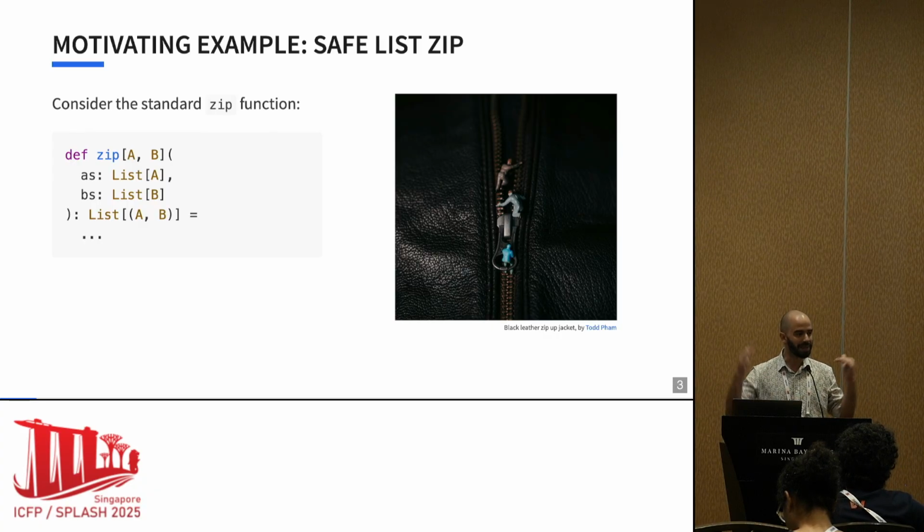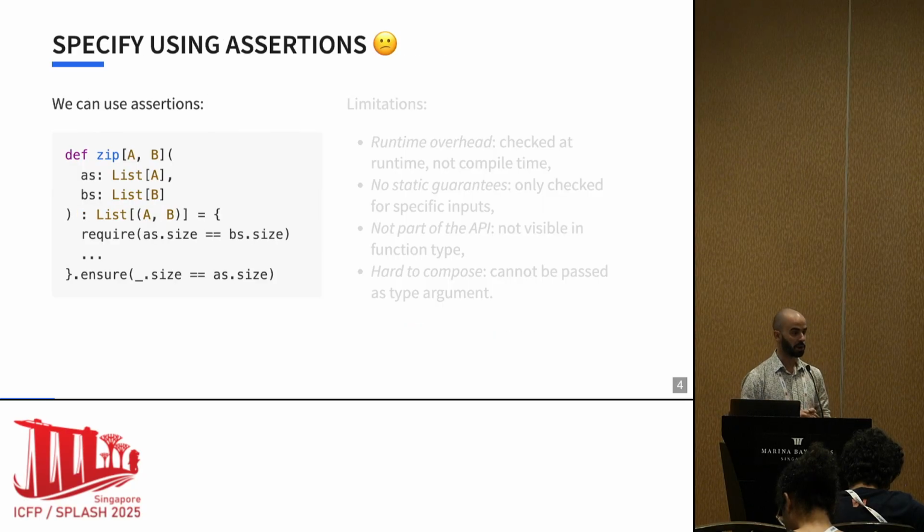However, you might have made a mistake if you don't pass two lists that have the same size. So maybe you want to verify that. How could you do it today? Well, you could use assertions. You could add a require, which is basically an assert that checks a precondition of the function. You could require that the sizes of both lists are the same, and at the end you could add the ensuring, that's also just an assert for a postcondition, to document that the result has the same size as the inputs. Okay? So that's nice.